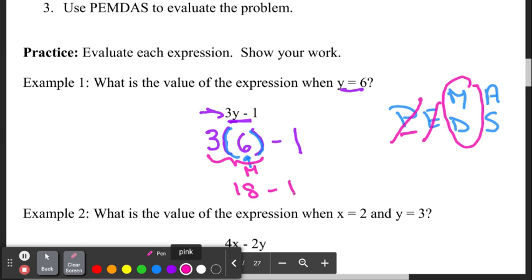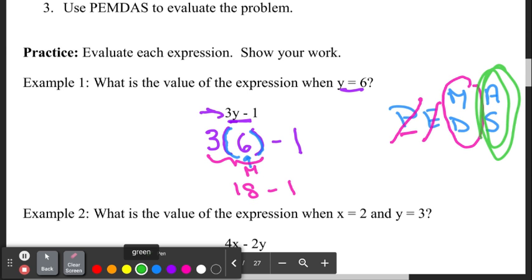Now, at this point, you might go, well, I already know the answer. This is easy. Yes, you could think that. That's fine. But one of the important things we're stressing, especially at the beginning of this class, is to take your time and show every step that you can. It will make the more difficult things not so bad. So now we've got 18 minus 1.